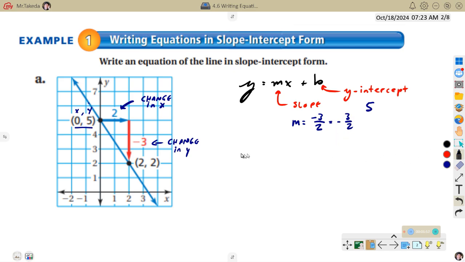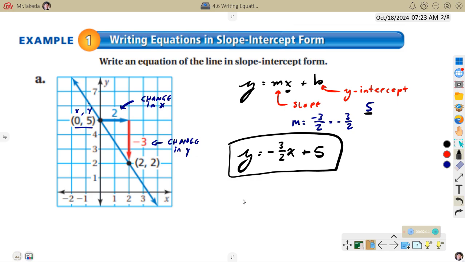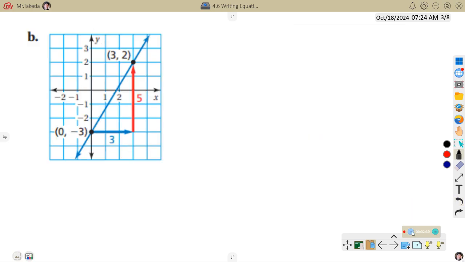So let's write this. Y equals -3/2 x, don't forget the x, plus 5. That's all there is to this one. Fairly straightforward, fairly easy here. Okay, so what are we looking for when we look at a graph? You're looking for the y-intercept and the slope. It says it in the name, slope-intercept form. And we just plug them in for the m and the b. All right, let's move on to the next example.